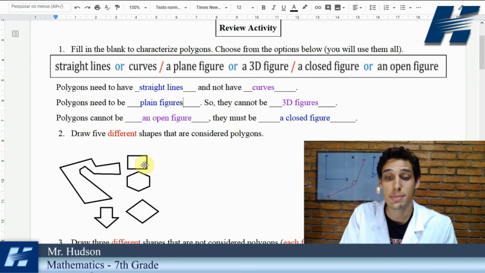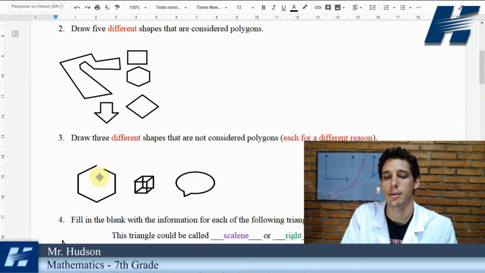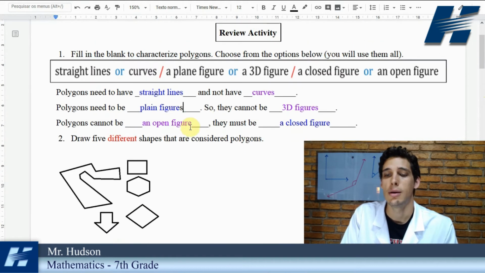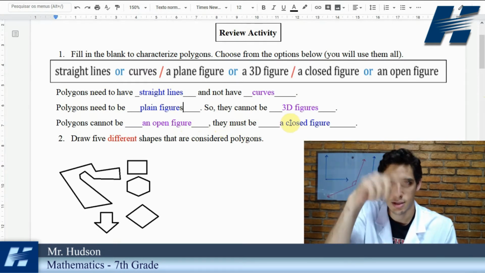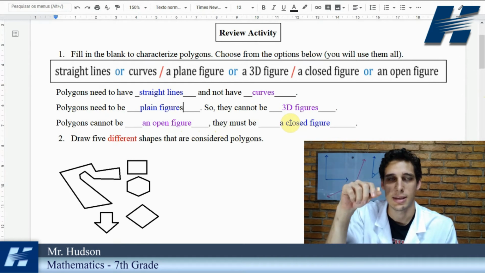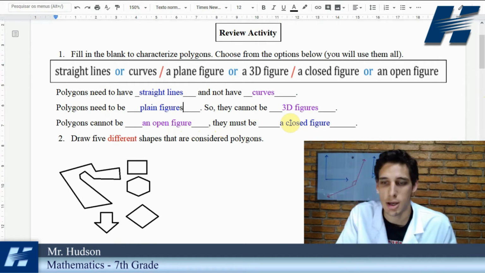Polygons cannot be an open figure. What's an open figure? Right here. Cannot be an open figure. They must be a closed figure. So all the lines need to finish going around. They cannot stay open. Alright?